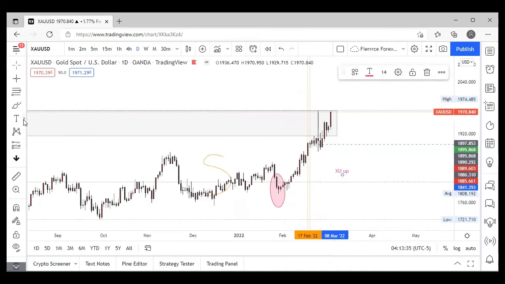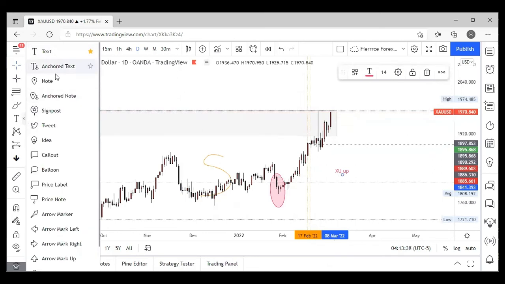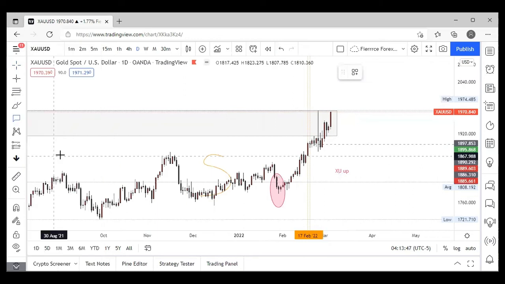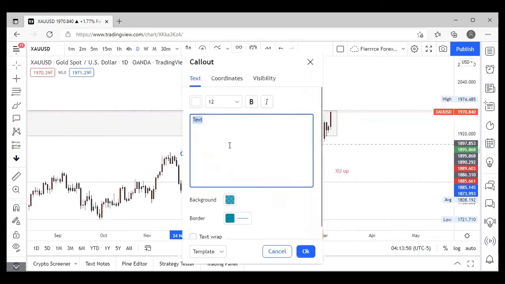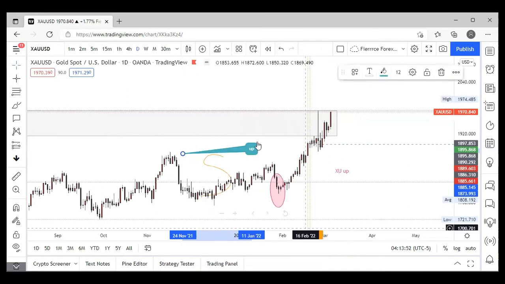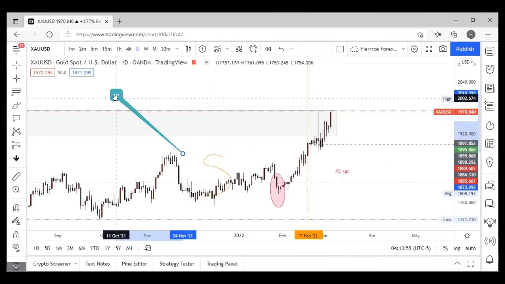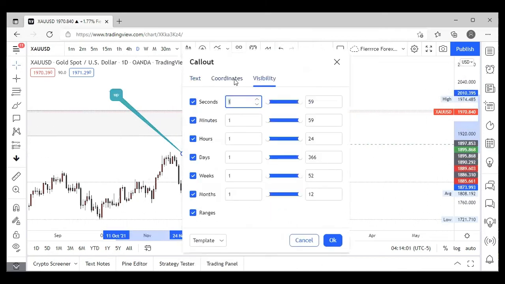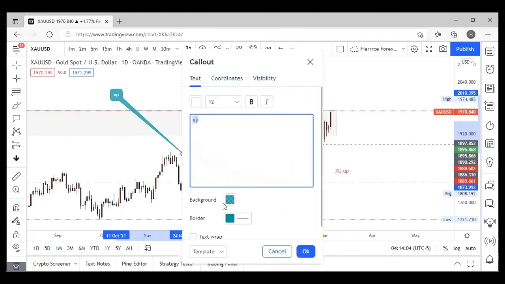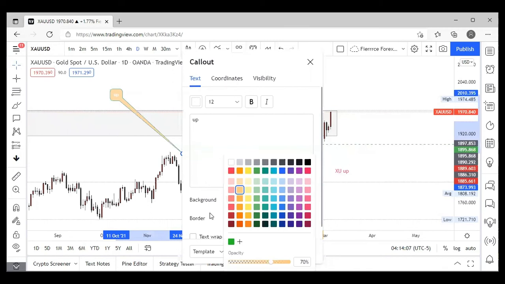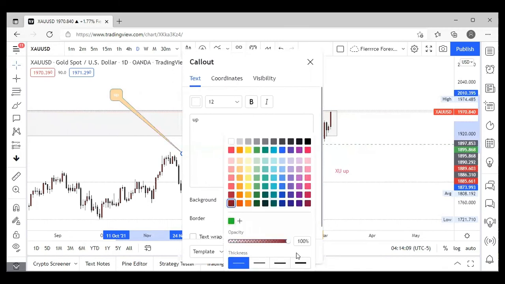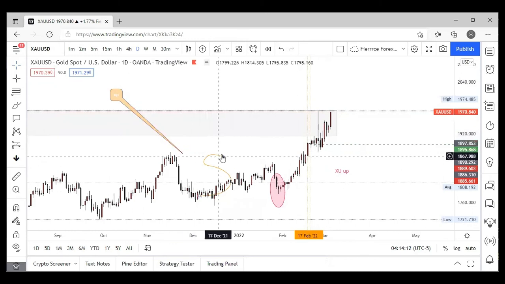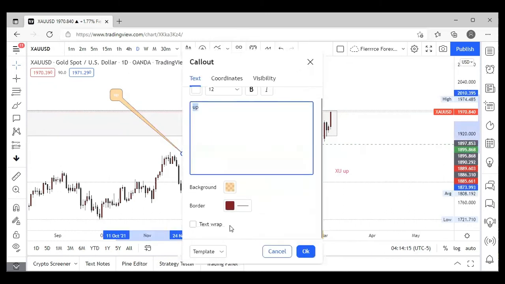Okay. So that's the text tool, anchor text, note. So just go through all these tools. You can even use the callouts, maybe you want to write up or something, so this is another type of text tool. Again, just marking your chart the way you want to do it. You can change the colors. Okay, this one, yes, here, remove background, change background, border, remove border, change border, and so on and so forth. You can add the thickness.